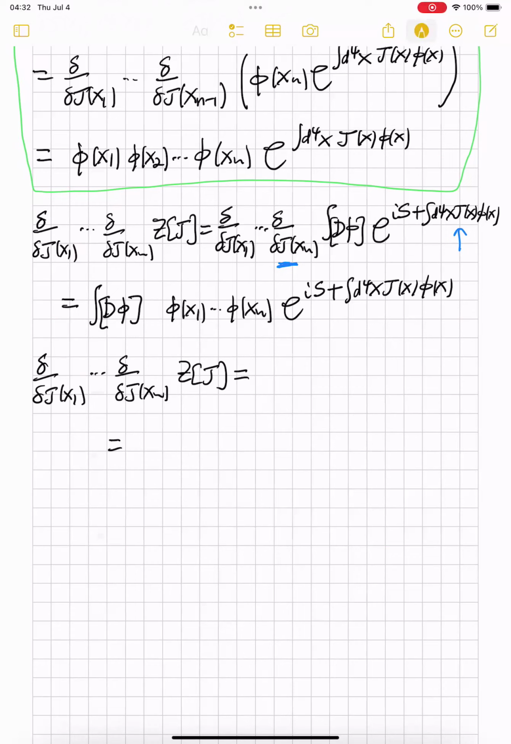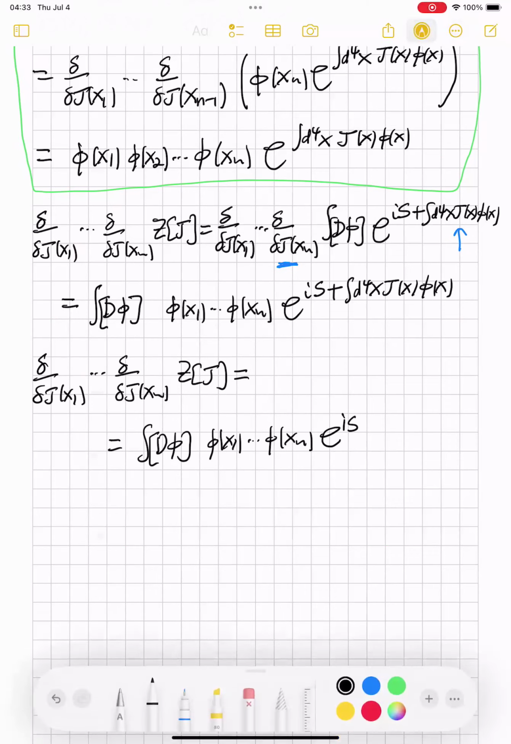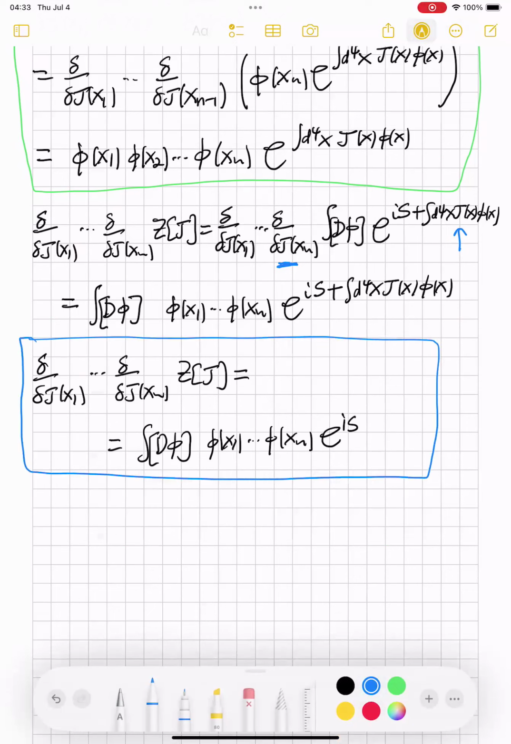Setting j equal to 0 means I've still got an integral d phi. Setting j equal to 0 does nothing to my path integral measure. It does nothing to my product of fields. I've got e to the iS, and then that second term vanishes because I've set j equal to 0. So this is the formula that we have managed to derive, just by functional differentiation.